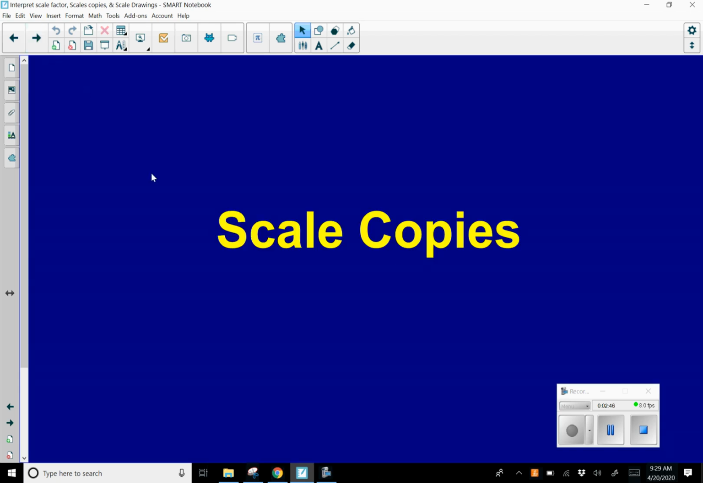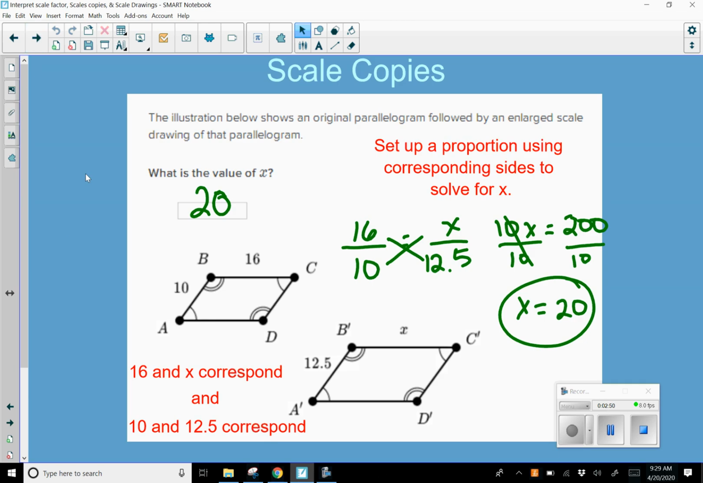Okay, moving on to the next skill, scale copies. The illustration below shows an original parallelogram followed by an enlarged scale drawing of the parallelogram. What is the value of x? Okay, so here we have our 2 parallelograms, and we notice that going from this one here to this one, it gets larger. So the easiest thing to do for a problem like this is to just set up a proportion using your corresponding sides.